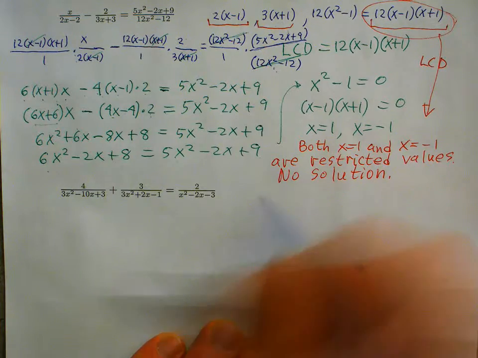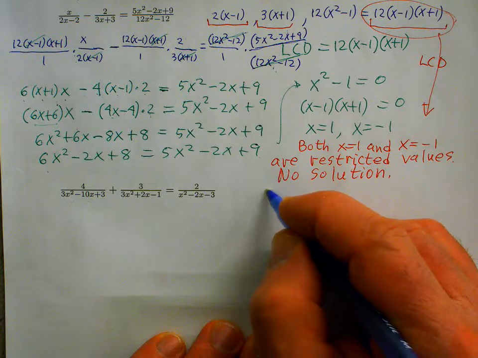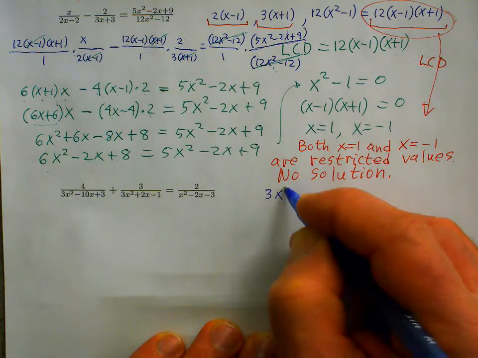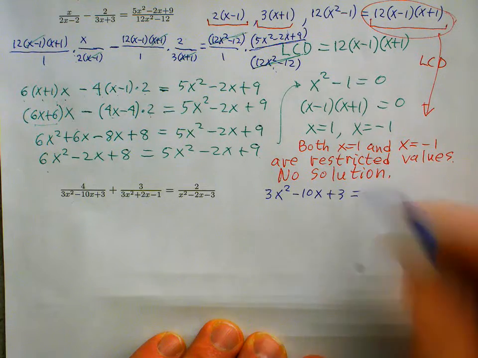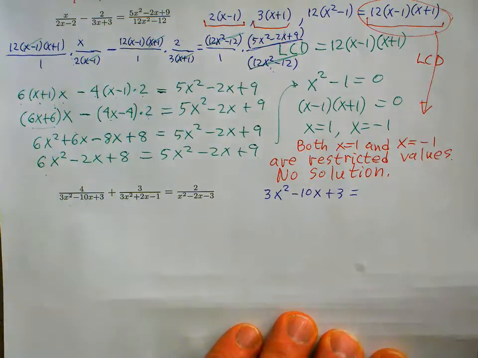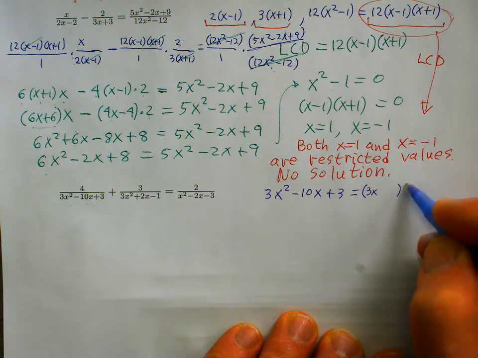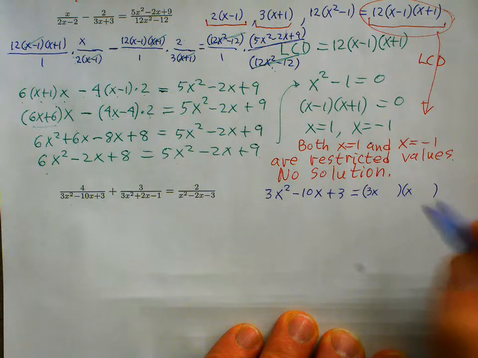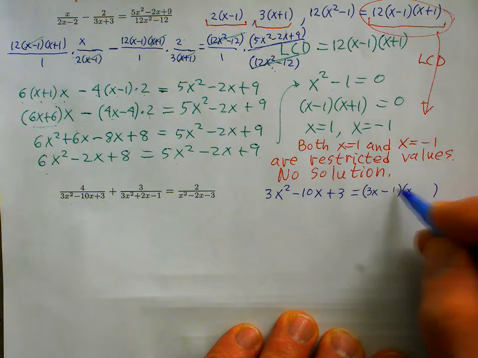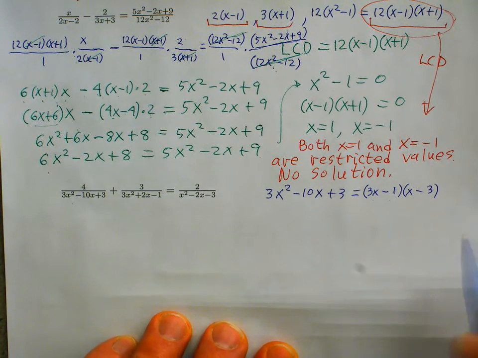So one of the denominators, the one on the left, 3x squared minus 10x plus 3. So we want to factor that. Since we only have about 4 minutes, I'll see if I can figure out what the factors are. Let's see. Yeah, so if we have 3x minus 1 times x minus 3, those are the two factors of 3x squared minus 10x plus 3.